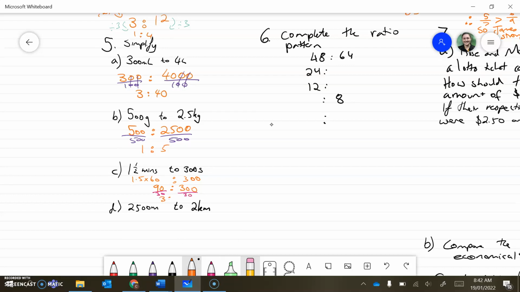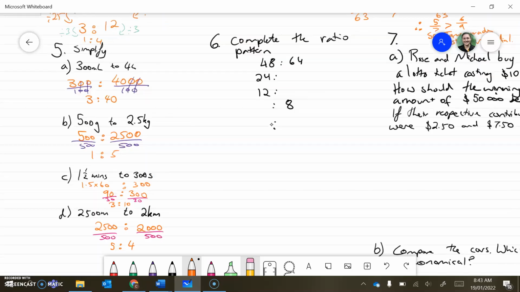And I end up with 3 is to 10. Now last one, I'll convert kilometres to metres, so 2,000 metres, so it's 2,500 is to 2,000. So I know that 500 goes into both of them, so let's divide by 500 first. So that's 5 is to 4, and that is in simplest form.